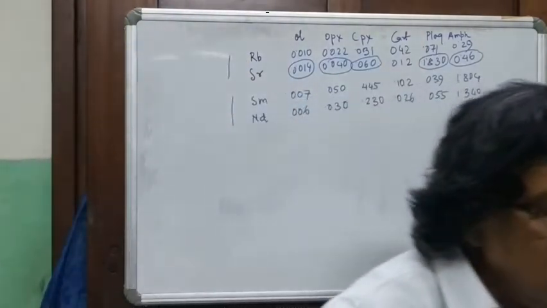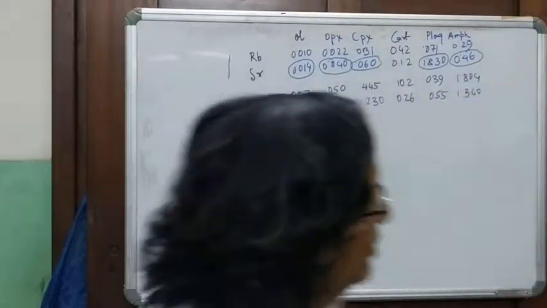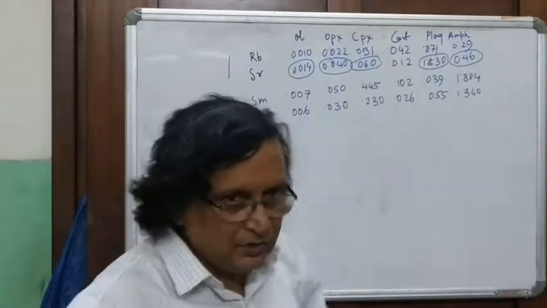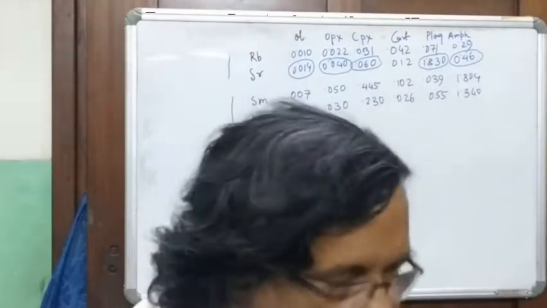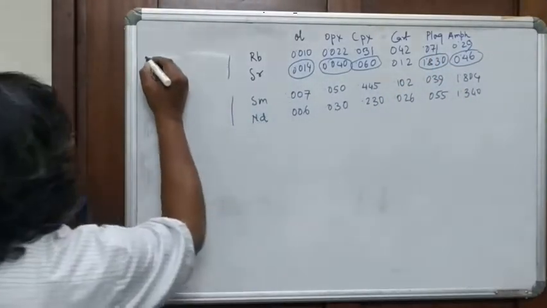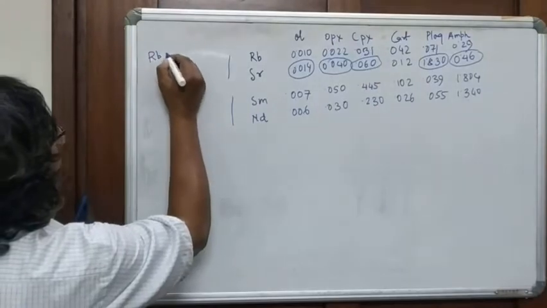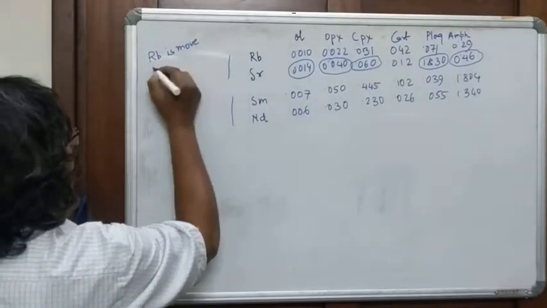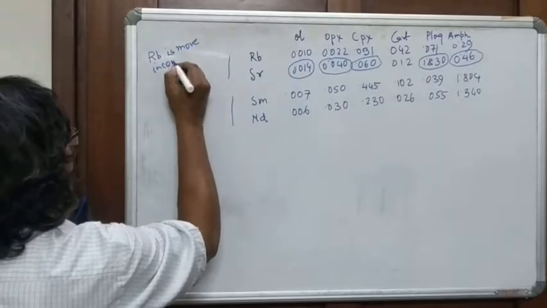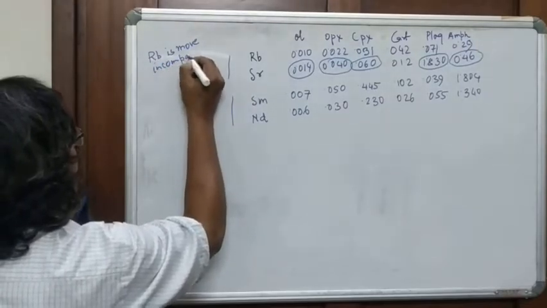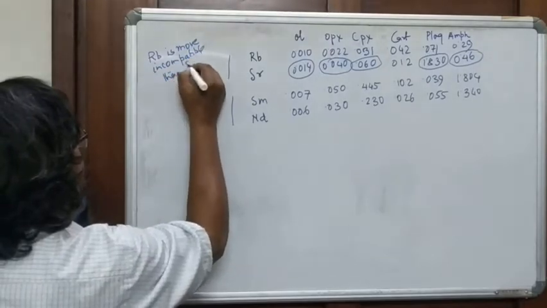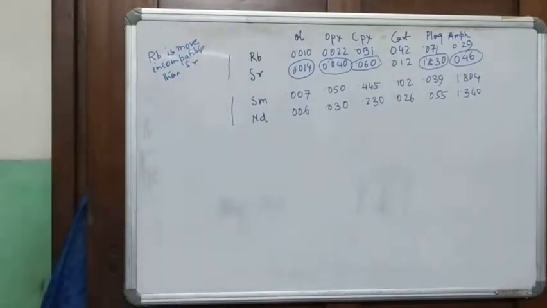That means rubidium, for the mantle rocks, is more incompatible. That is the final result. Rubidium is more incompatible than strontium. That is important. Rubidium is more incompatible than strontium.